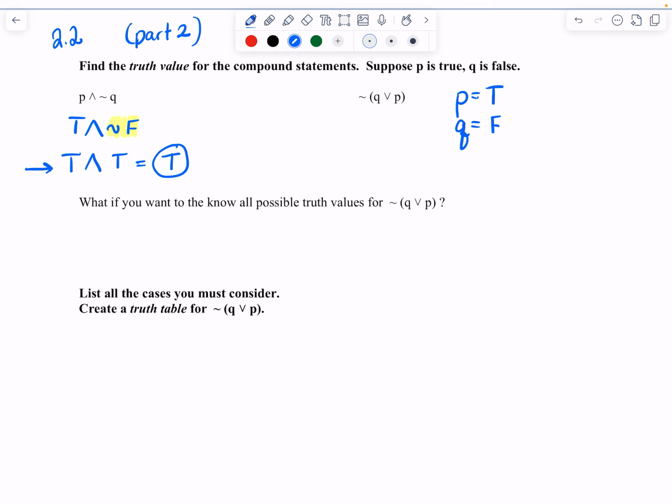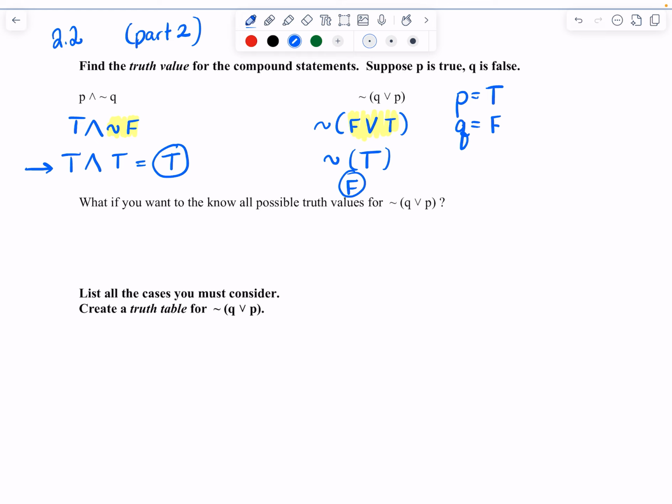Okay, so let's do this other one. I have negation. I see a Q, I'm going to plug in false. I have the or sign. I see a P, I'm plugging in true. And the order of operations told us to work inside the parentheses first. So I have to do false or true. Now remember for or, the only time or is false is when both P and Q are false, otherwise it's true. Since I have false or true, that is true inside the parentheses. Now I have negation. Negation of true is false. So the result of this will be false.